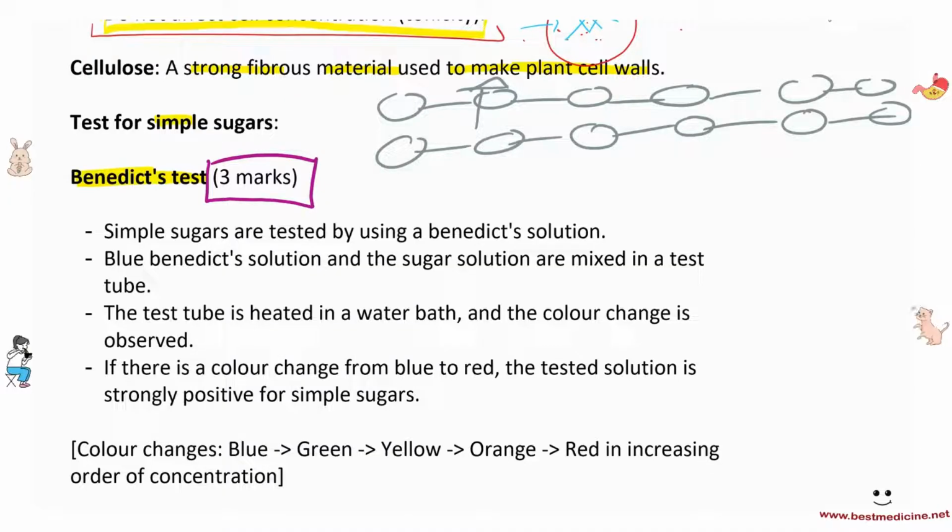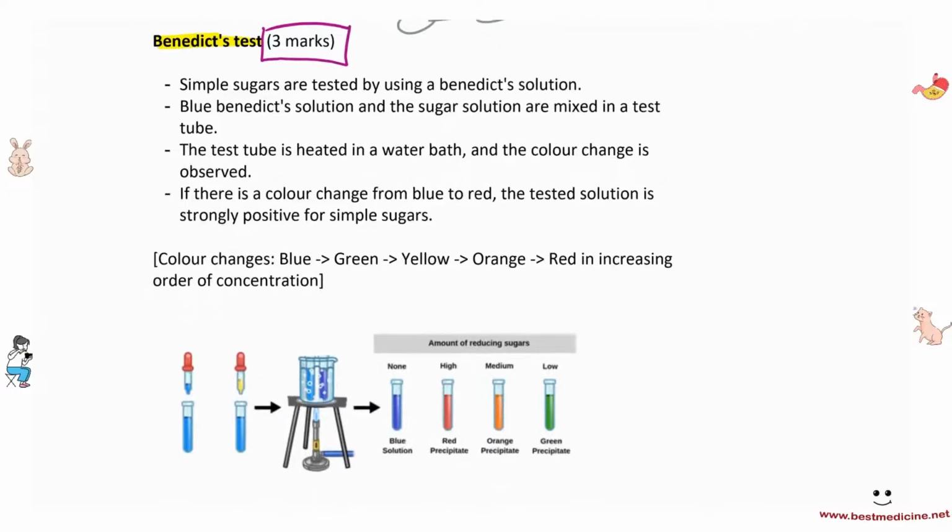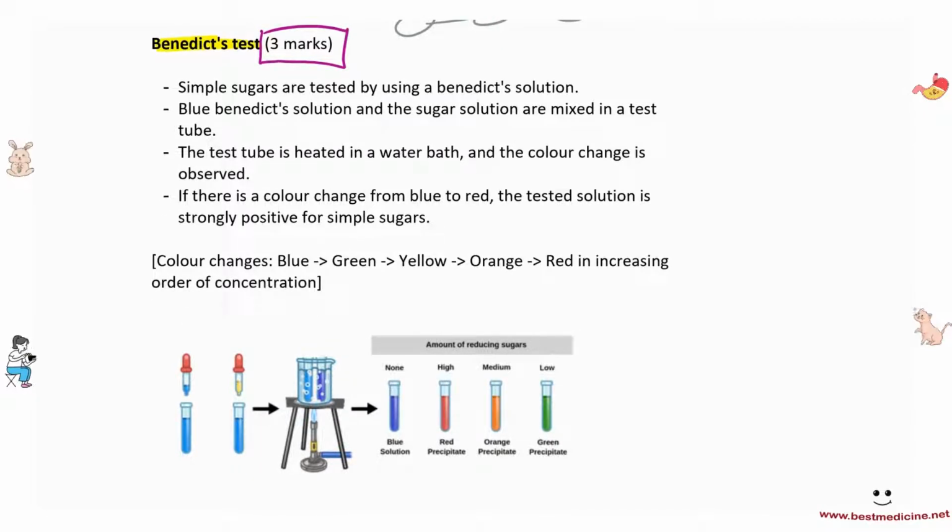Benedict's test comes for 3 marks because it's got an extra step. So how do we conduct the Benedict's test? Well, here's how to do this. Basically, the blue colored Benedict solution, and you have to remember the color blue, and the sugar solution are mixed in a test tube. Then it is heated in the water bath. That's the extra mark there.